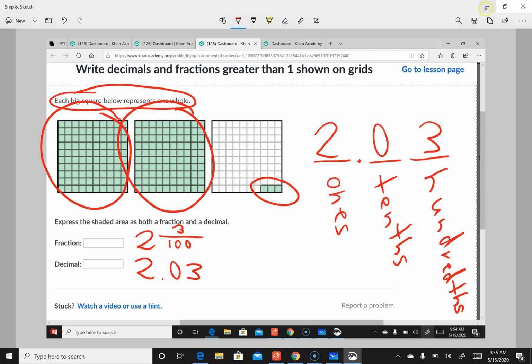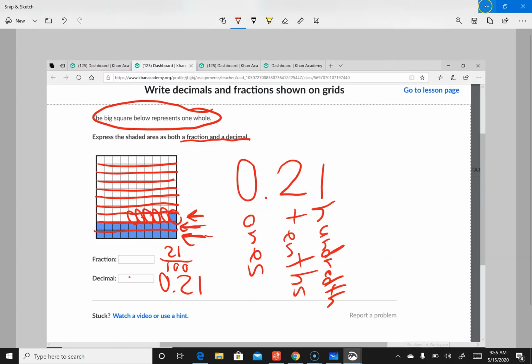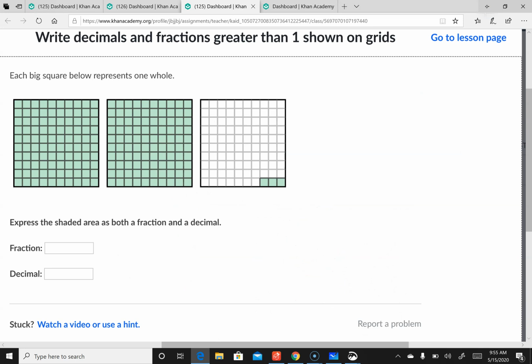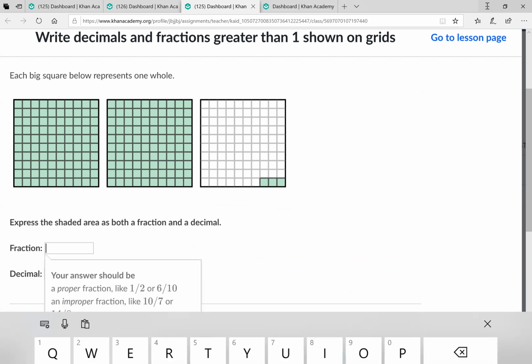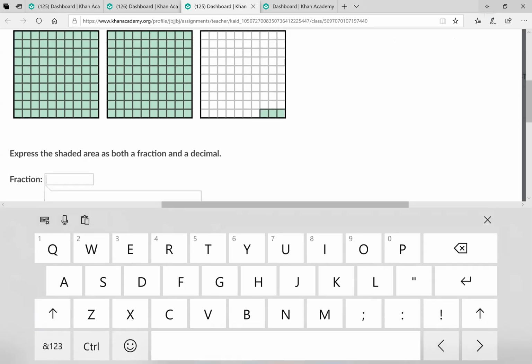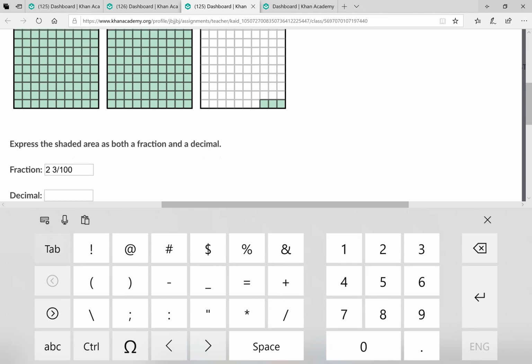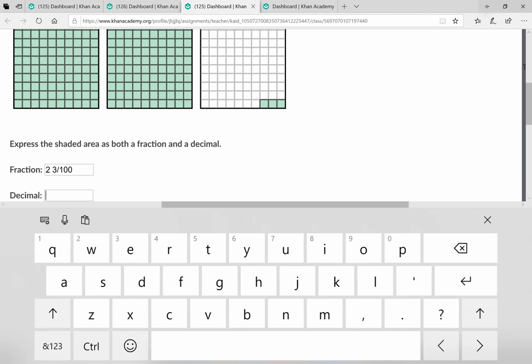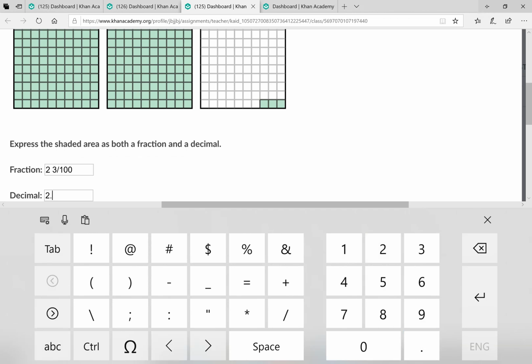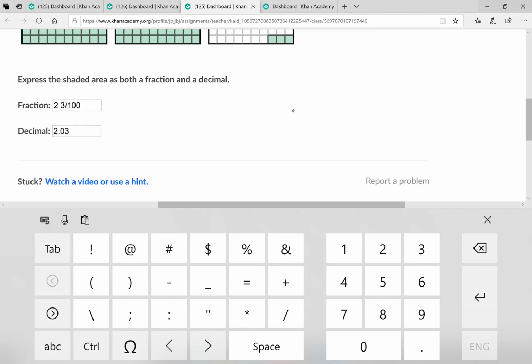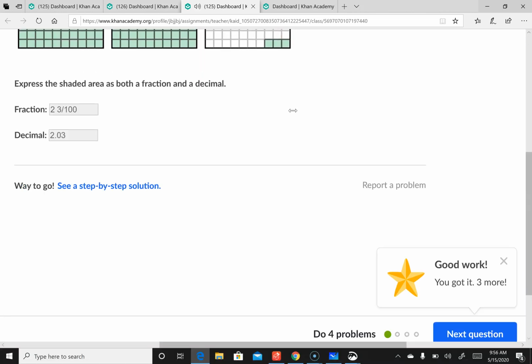Of course, when we're writing this on Khan Academy, it's going to look like this because we do it a little bit differently here. We do 2 and then a space and then 3 out of 100. And then the decimal is going to be 2.03. Remember, there are 0 tenths here, right? There are 0 tenths, then 3 hundredths. Okay? And that is how you do that. Okay? Awesome.